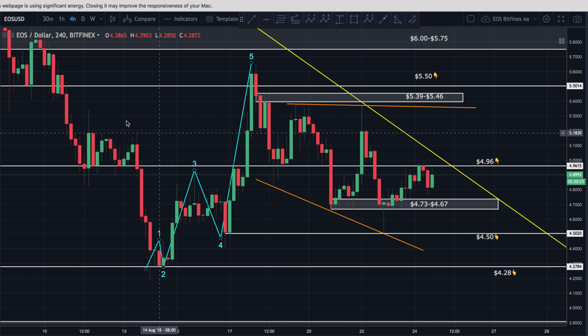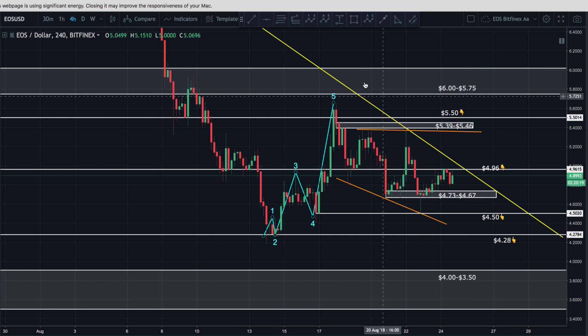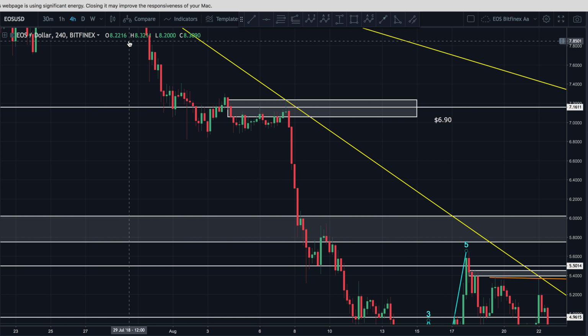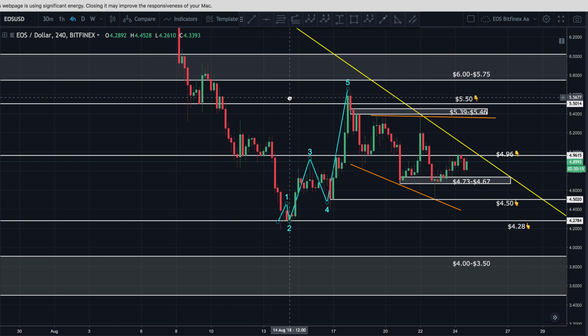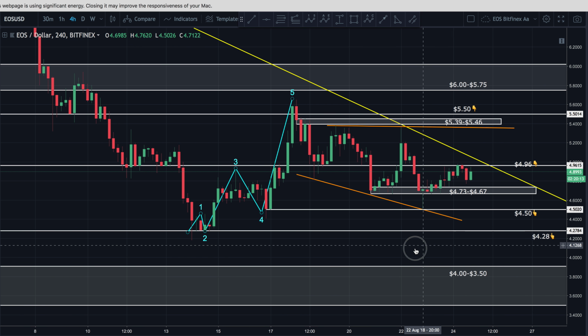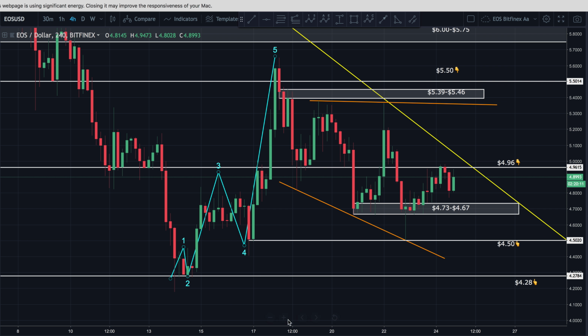Well, obviously this has been a massive downtrend, as I showed you guys, coming all the way from May. If that is the case, this would be some kind of an ABC correction rather than 1, 2, 3, 4, 5 waves up. Then this would be 5 waves down again, or we could count this as 1, 2, 3, 4, 5.